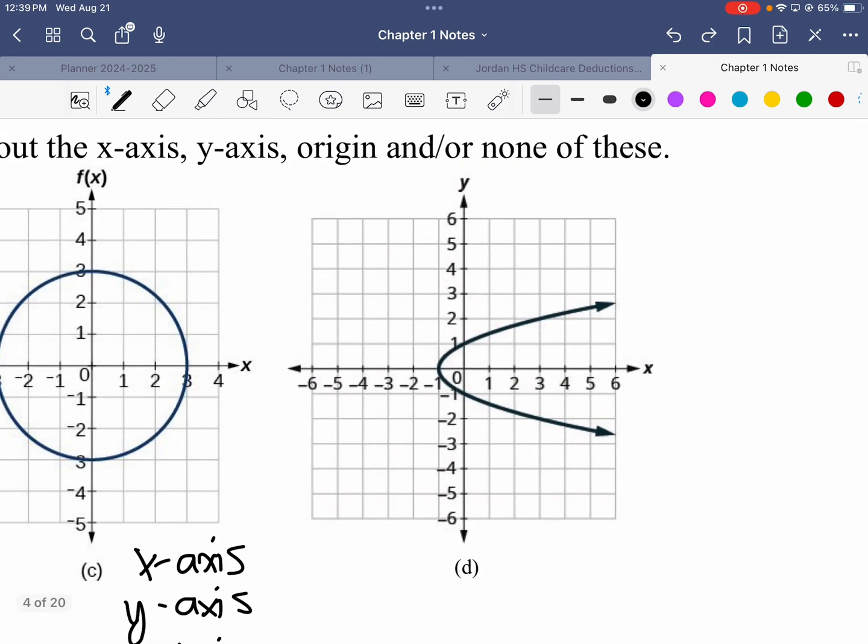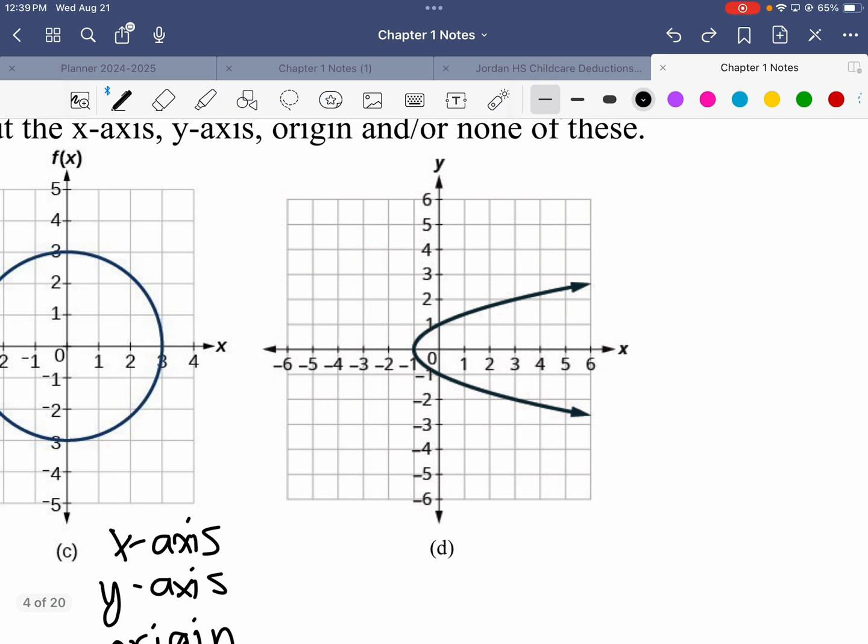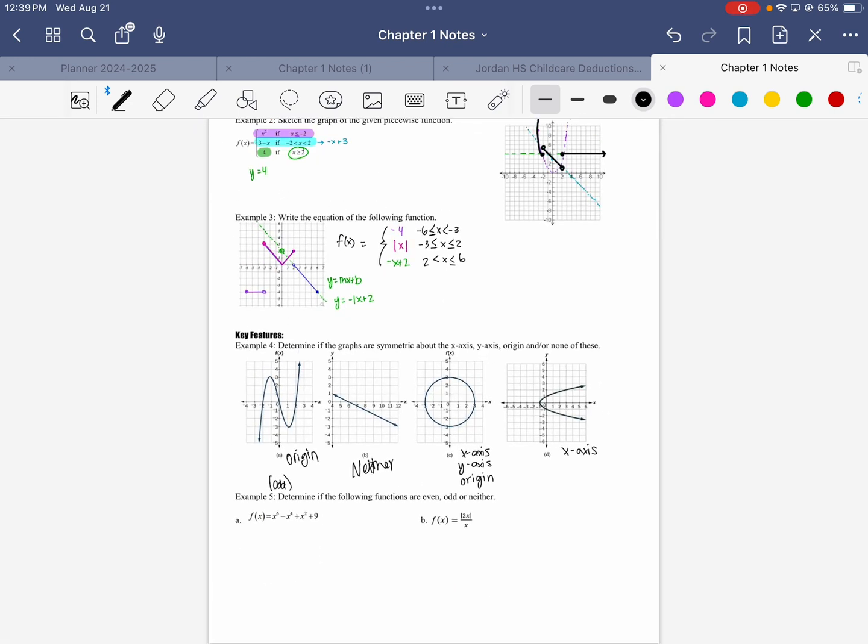All right, how about this one? Is it symmetric about the y-axis? Is it symmetric about the x-axis? Yes. Is it symmetric about the origin? Okay, is it a function? No. So is it even or odd? Neither. Because it's not a function. Okay.